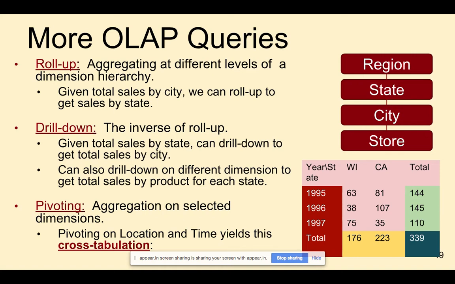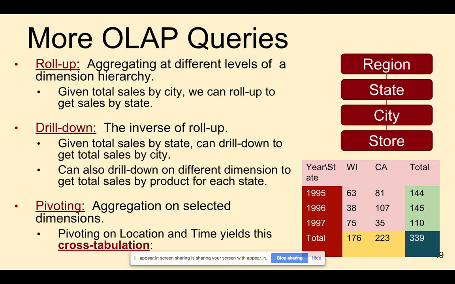Drill down is the opposite, where you try to get more details for a particular dimension, right? So there's a roll up. So given total sales by state, I want to drill down to get total sales by city, for example. I can also drill down on a different dimension to get total sales by product for each state, for example.